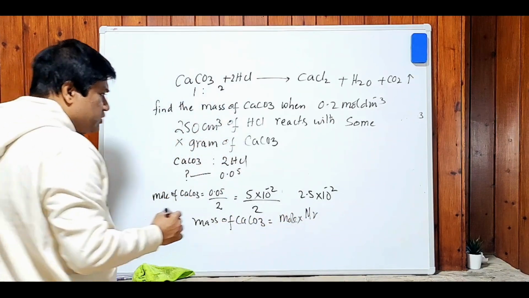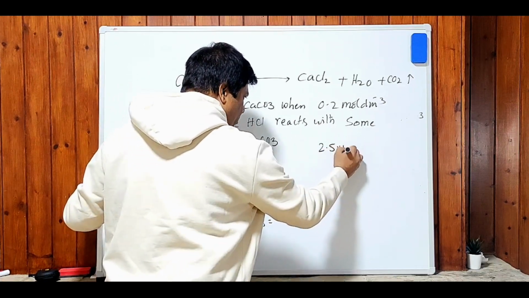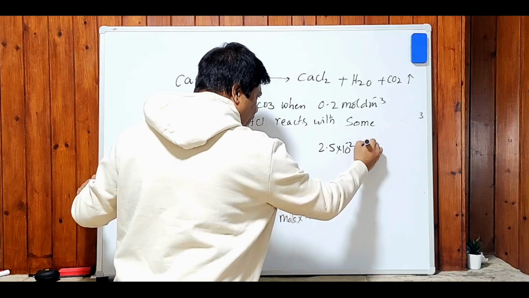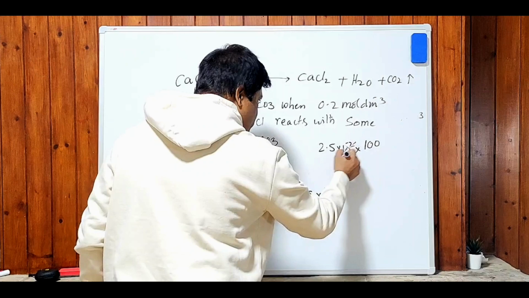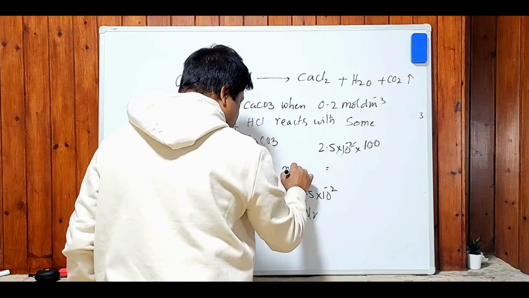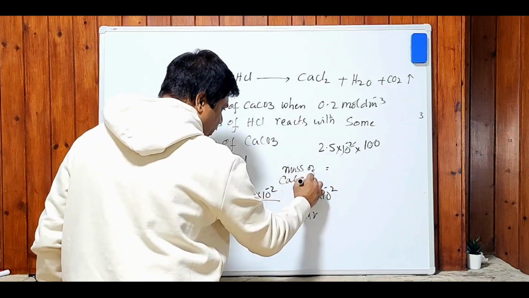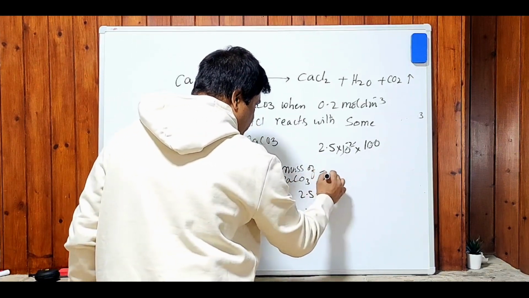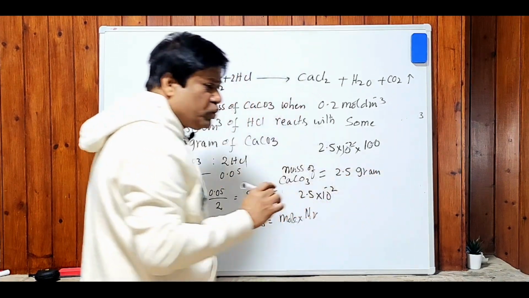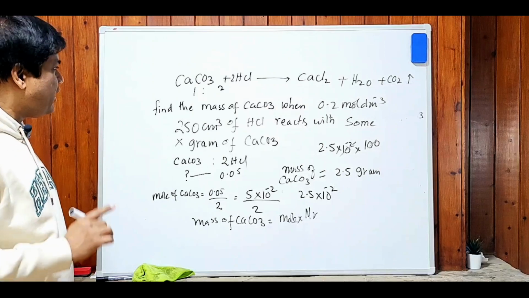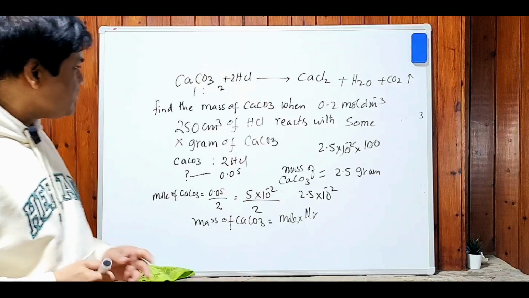We got the mole, can I write here 0.025 mole we got, that is 2.5 into 10 to the power of minus 2. Mr of calcium carbonate is 100. So again, this cancels. Mass of CaCO3 equals 2.5 gram. You can expect this type of question in your examination. So please practice this type of question.